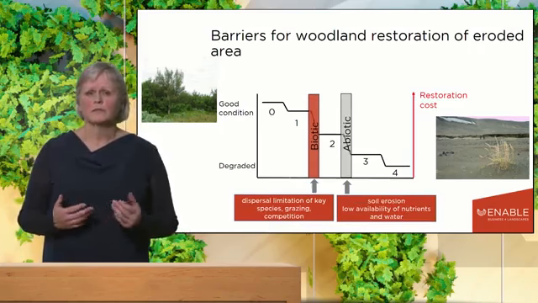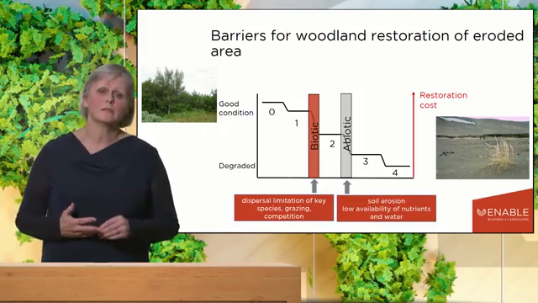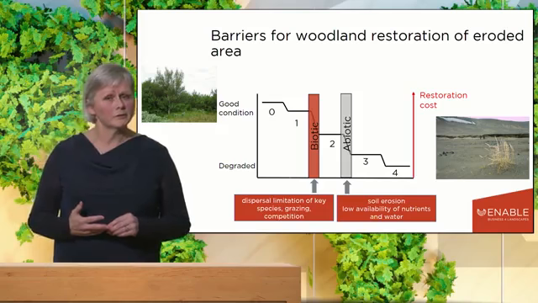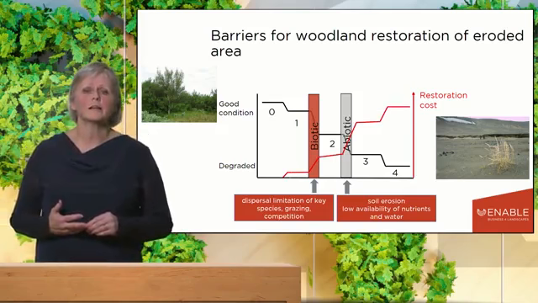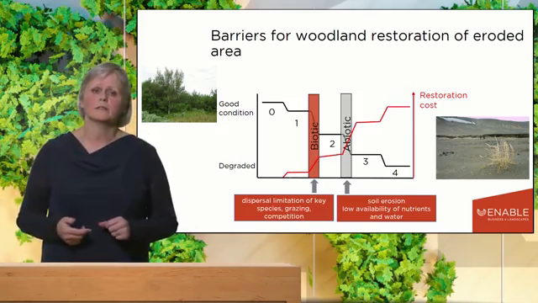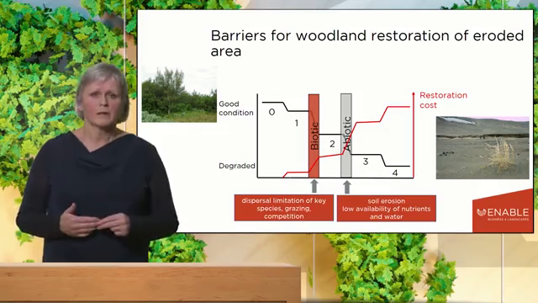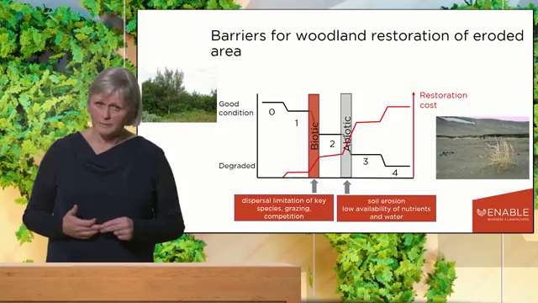Do you think the severity of land degradation influences the cost of improving the condition of the land? Did you come up with an answer? The answer is that the cost of restoration is directly related to the degradation of the system. The more degraded the system, the more costly it is to improve its condition. This demonstrates the importance of sustainable land management to prevent land degradation in the first place.